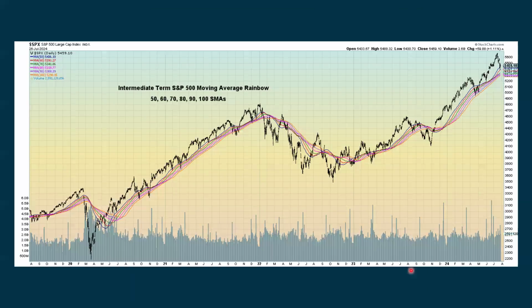Then we have another intermediate term rainbow going from 50 periods up to 100 periods. We're coming down, but we're just coming into the top part of the rainbow because the first moving average here is the 50, and that's what the market's currently dealing with. So as long as we stay above even the high end of this rainbow, these lines will continue to go up and suggest that the intermediate term trend is still positive. If we see more weakness and start coming down into the rainbow, that's going to suggest more intermediate term weakness.